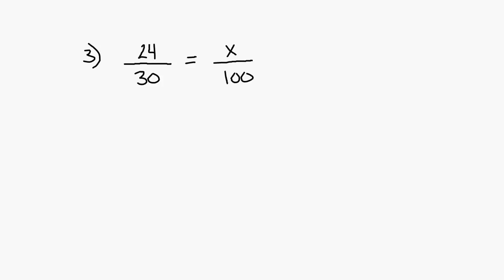So that's your setup, and then you crisscross multiply. So 30 times x is 30x. 24 times 100 is 2400. And you can divide both sides by 30. So x will be equal to 80.